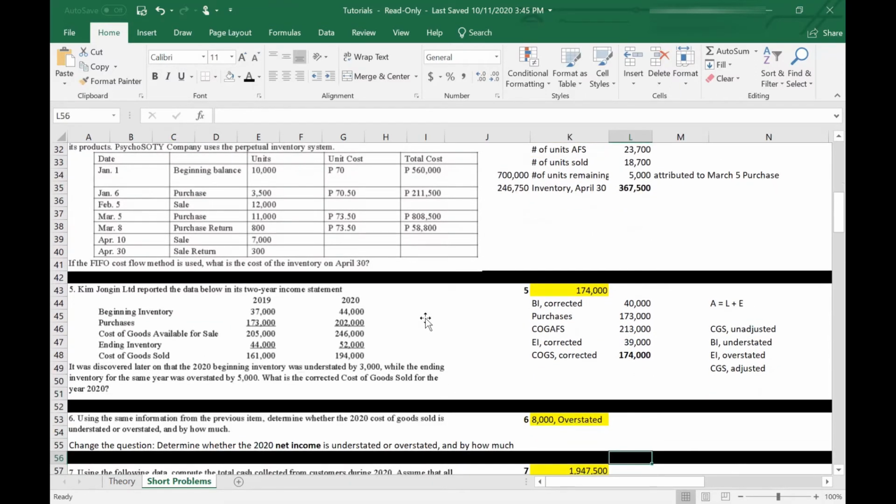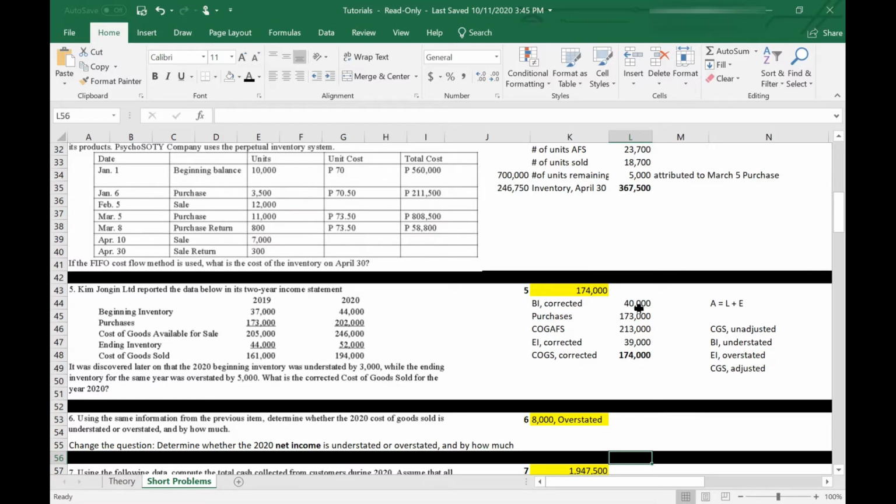For number five, just a correction. The question should have been, it was discovered later on that the 2019, not 2020, 2019 beginning inventory was understated by 3,000 while the ending inventory for the same year was overstated by 5,000. What is the correct cost of goods sold for the year 2019? So let us just first do the long cut, no? We're asking for the corrected cost of goods sold for the year 2019.